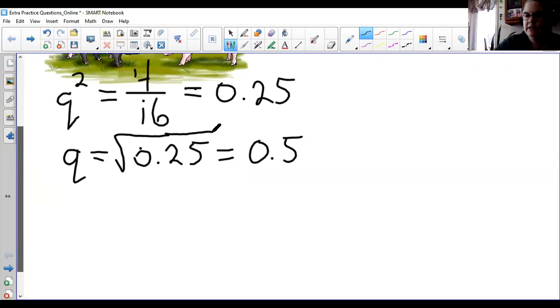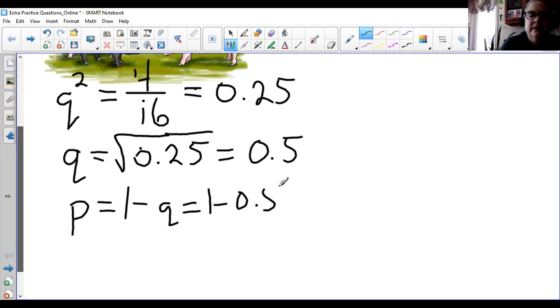All right, so we've got a Q value. Okay, that's good, but I have 2 times P times Q. I need a P value. So how am I going to figure out P? Exactly. I know that P plus Q equals 1, right? So I know that P is equal to 1 minus Q, which is equal to 1 minus 0.5, which equals 0.5.